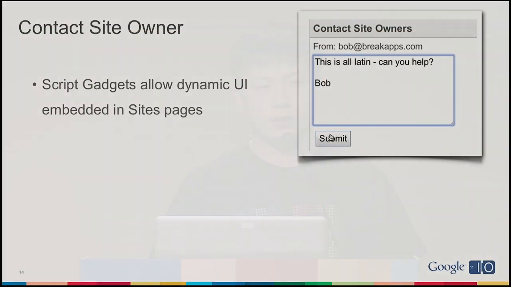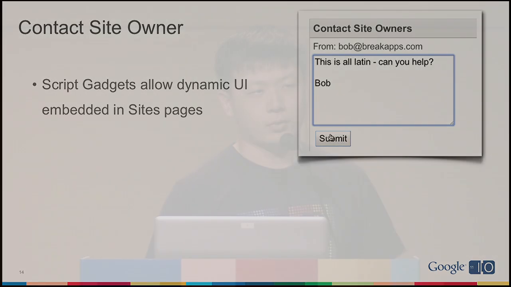So let's go ahead and talk about a simple workflow. One thing that's been requested in sites that still isn't available is the ability to email a site owner without revealing their email address. And it turns out this is actually really easy to do with app scripts.